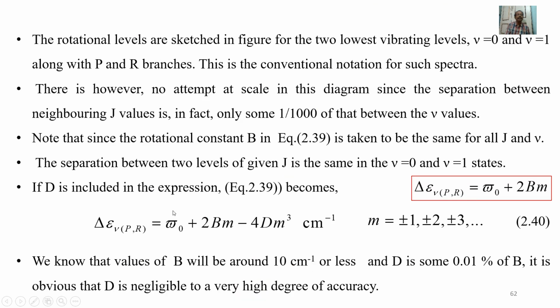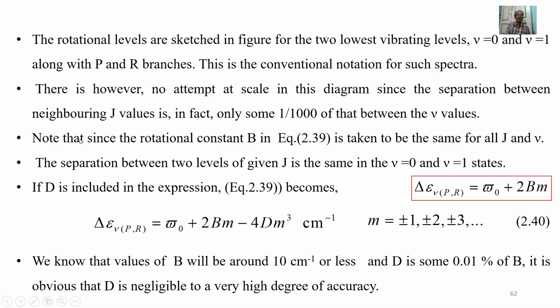The rotational levels are sketched in the figure, which we are going to see after two or three slides. For two lowest vibrating levels, nu equals 0 and nu equals 1, along with P and R branches, this is the conventional notation for such spectra. There is, however, no attempt at scale in this diagram, since the separation between neighboring J values is in fact only some 1/1000 times of that between nu values.